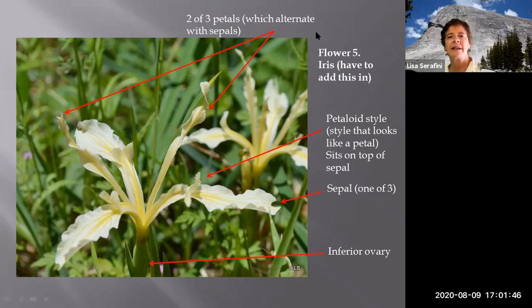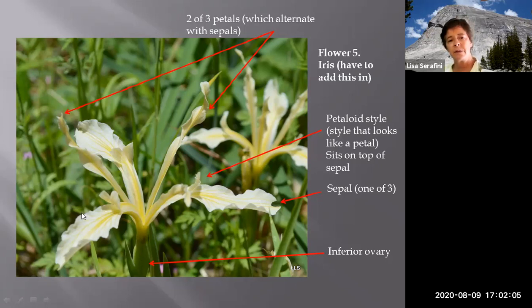But anyway, irises have very unusual flower structure. First off, let's go to the bottom because you'll find a bulge. You may have to take apart the modified leaves, the bracts that are surrounding it, but you'll find a bulge down below, and that is the inferior ovary.